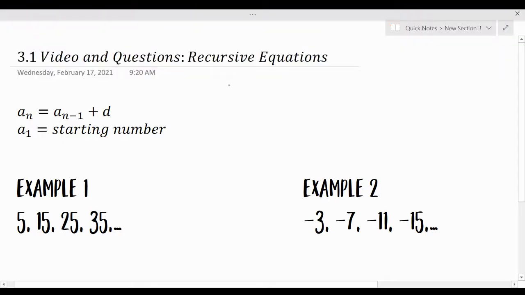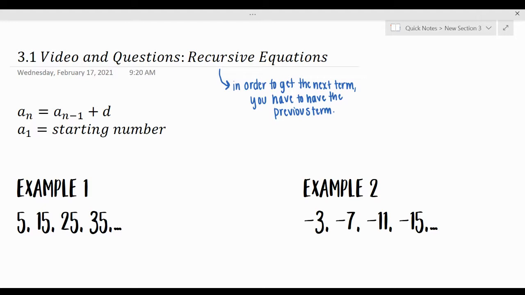So if you recall from class, recursive means that in order to get the next term, you have to have the previous term. And when we say previous term, we just mean the term before it. So for example, if you look at example 1, if I was talking about 15, the previous one would be 5. If I was talking about 25, the previous one would be 15. 35, the previous one would be 25.